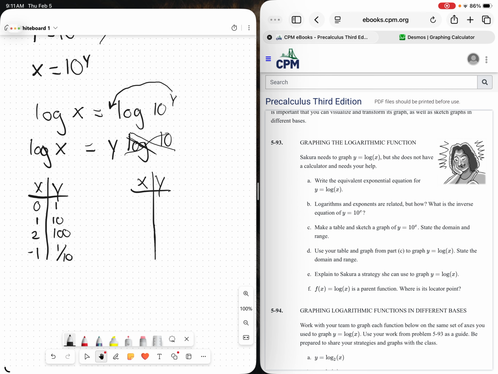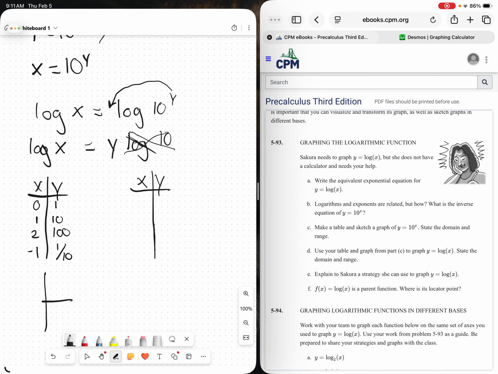So this graph looks similar to this. Our domain is all real numbers, and our range is 0 to infinity. Our domain is all reals, and our range is 0 to infinity. It doesn't touch 0. But then if we look at our log function, this is 10 to the x, and this is our log.